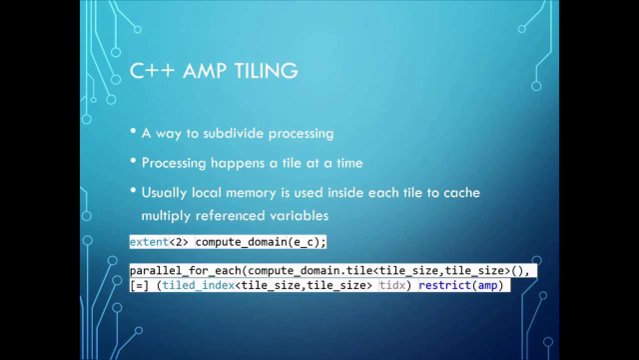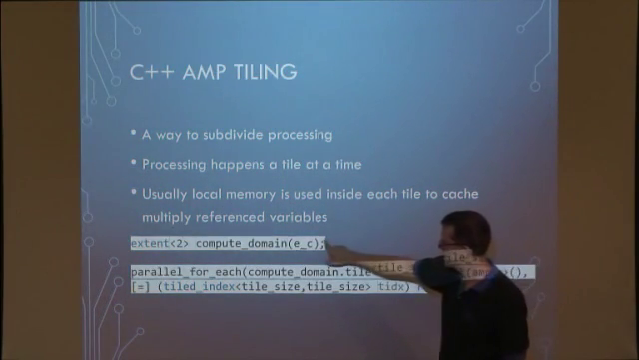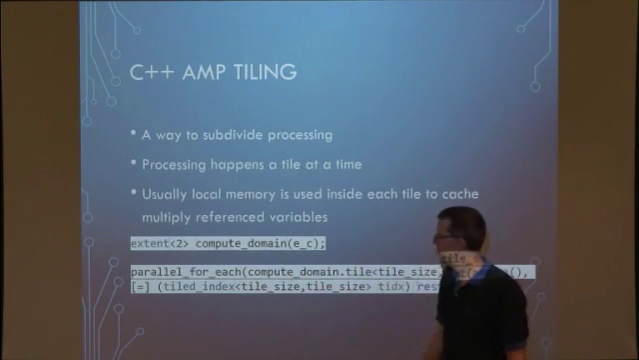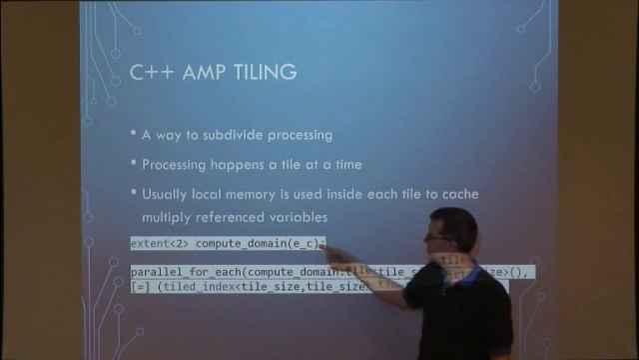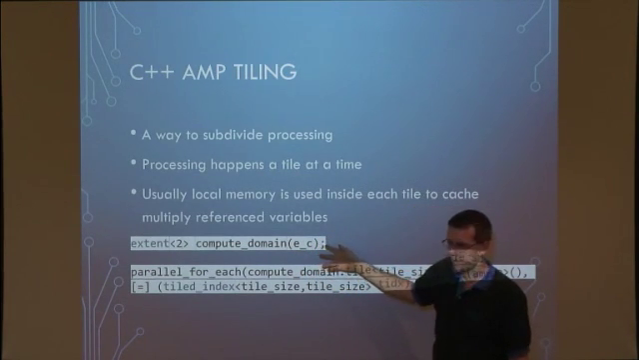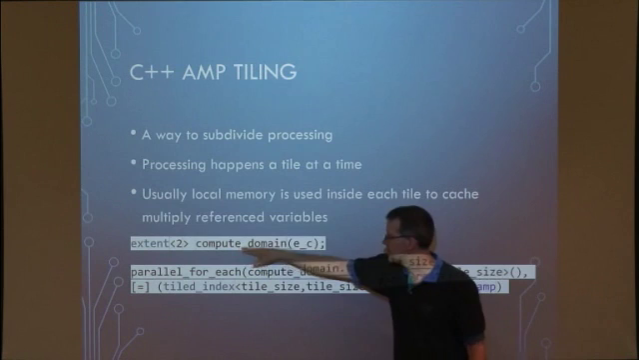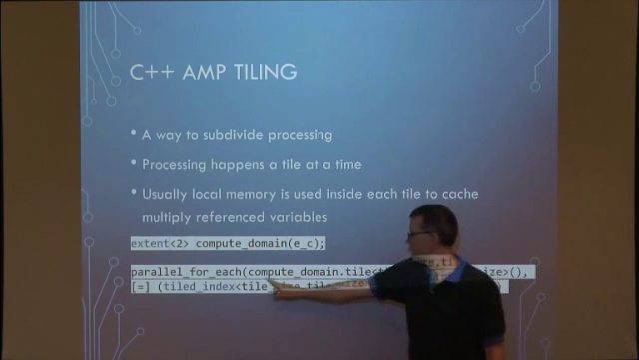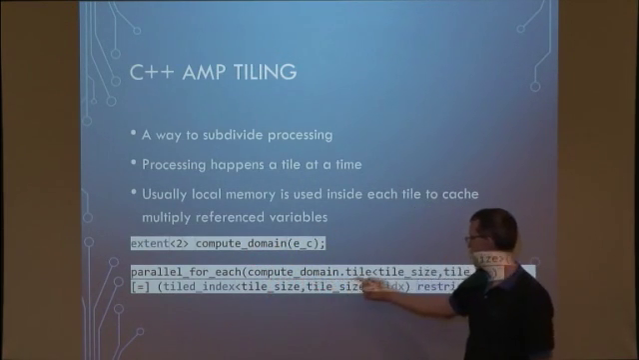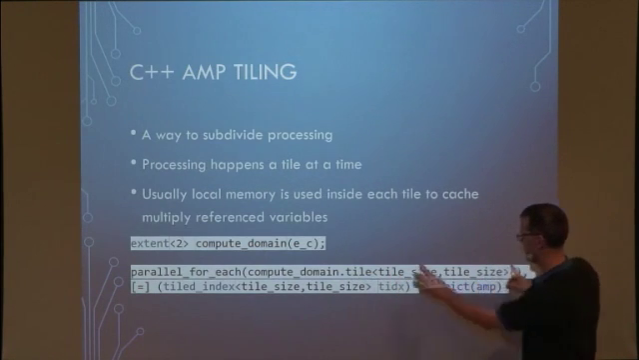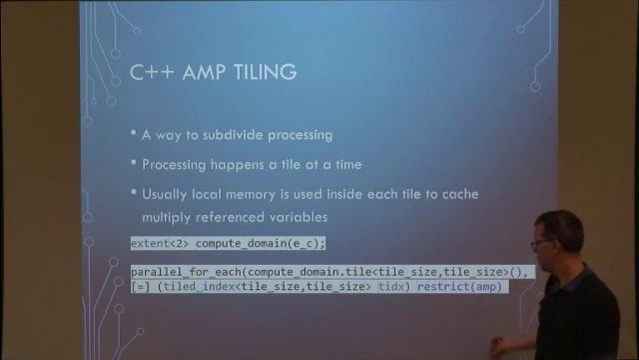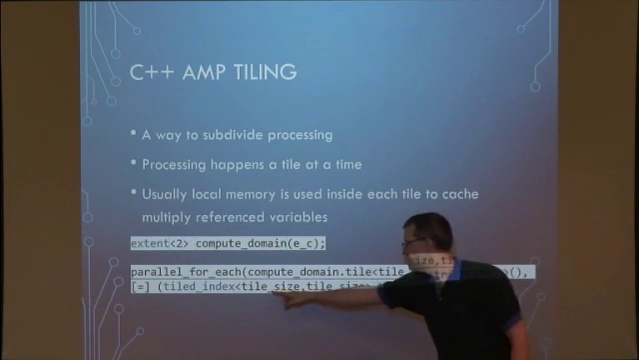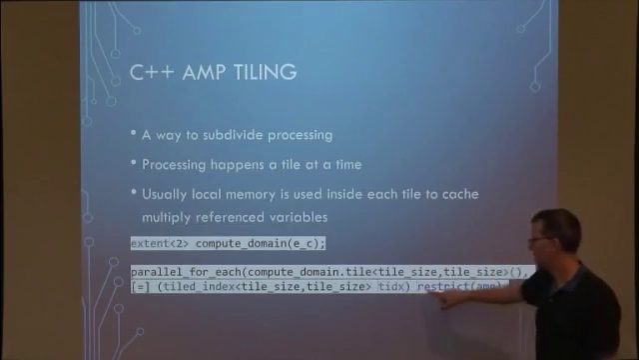AMP C++ tiling, the second version of the AMP code, used this instead of the regular extent. So for the compute domain, you tell it, here's the C, which is the result vector. I want to use this as a compute domain. And then down here in your parallel for each, you say a compute domain tile, and you tell it the size of your tile size, comma, tile size. And then when you're accessing it, you use the tiled index.